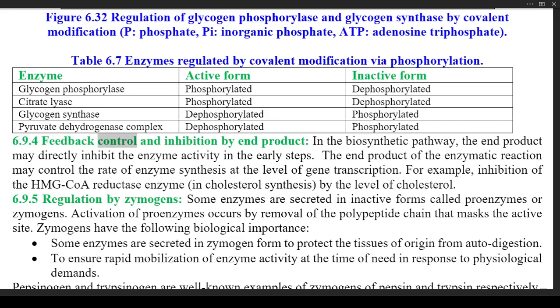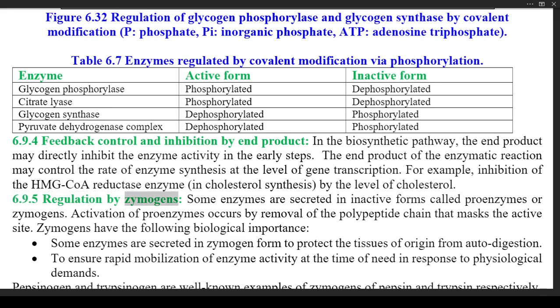6.9.4 Feedback control and inhibition by end product. In the biosynthetic pathway, the end product may directly inhibit the enzyme activity in the early steps. The end product of the enzymatic reaction may control the rate of enzyme synthesis at the level of gene transcription. For example, inhibition of the HMG-CoA reductase enzyme, in cholesterol synthesis, by the level of cholesterol.